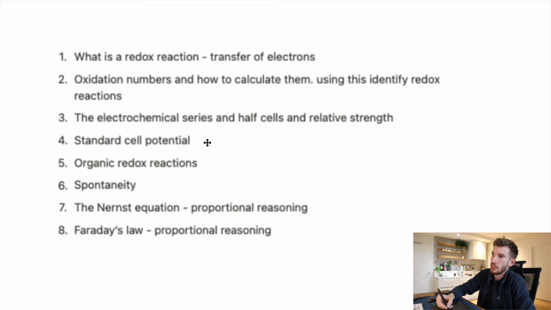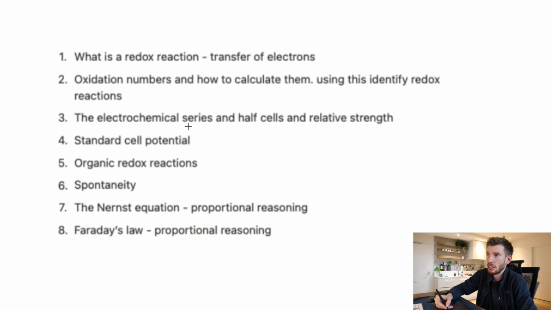So basically, as a bit of a content, as I did in the previous ones, what is a redox reaction is the first thing we're going to start with. Then we're going to look at oxidation numbers, how to calculate them. This is one a lot of people have questions about. And then using this to identify redox reactions when they're occurring.